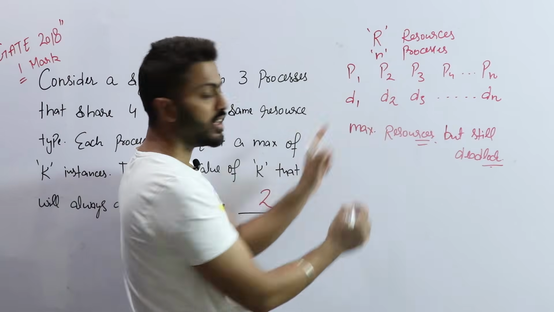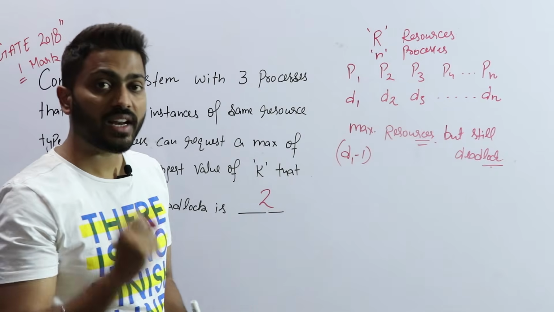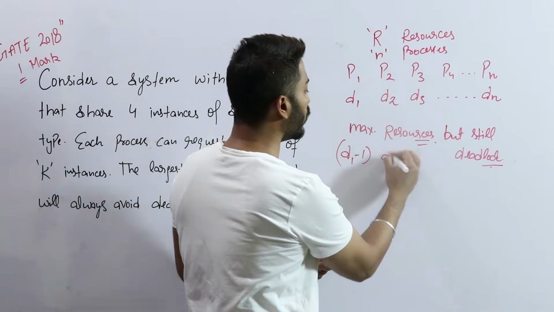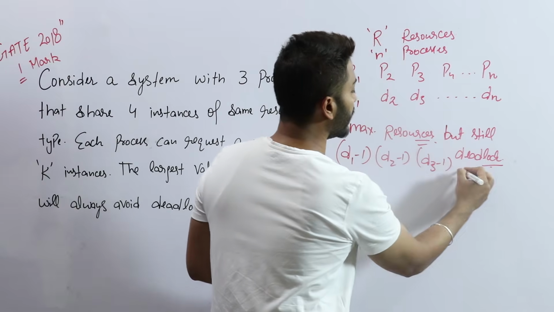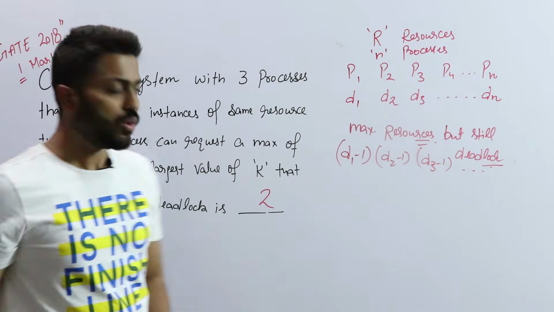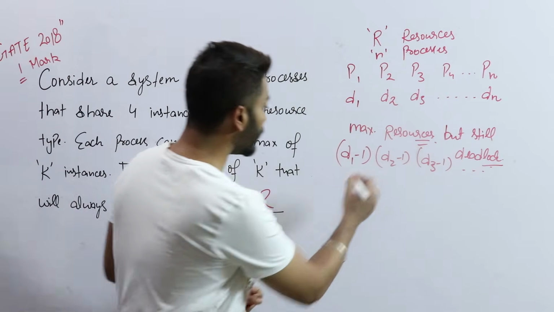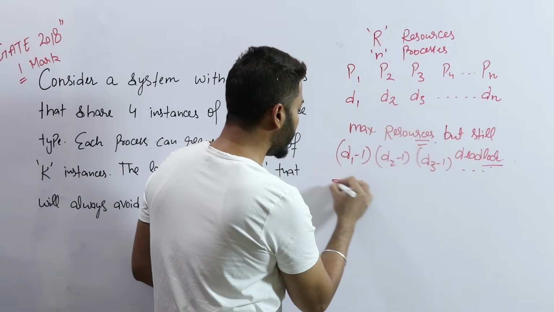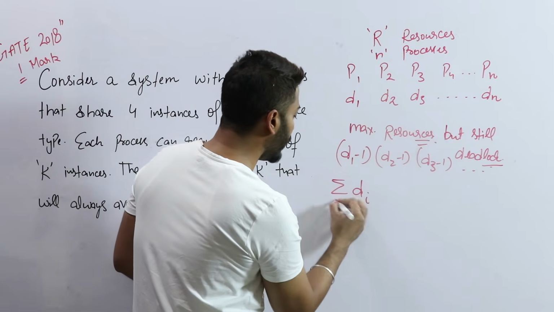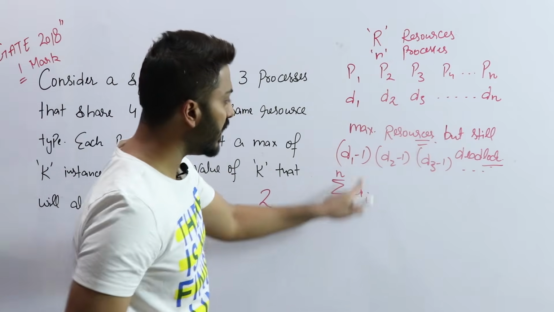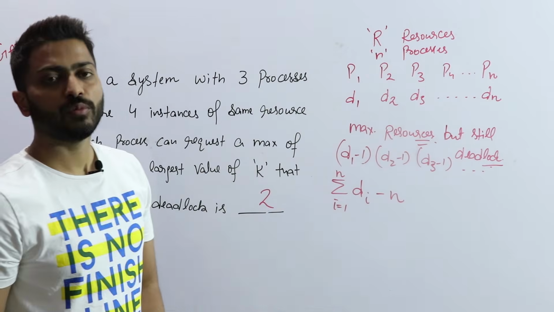The demand is D1. I am not giving the demand D1. I am giving D1 minus 1, one less than the demand. Same for this, D2 minus 1. Same for the third, D3 minus 1. Same for the last. Now, what is the total number of resources I have? It is the summation of Di, where i is equal to 1 to N, minus 1, minus 1, minus 1, up to N. So this is the formula we can derive.